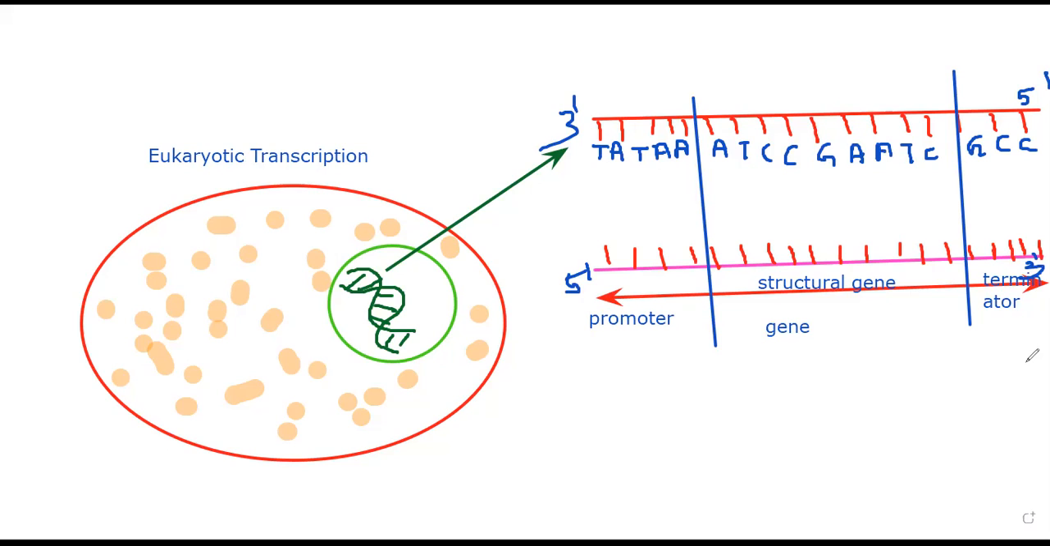Now, if everything is the same, then what is the difference? The cellular difference we understood, right? The nucleus is not there in the case of the prokaryotic cell. Now in the eukaryotic cell, the transcription happens within the nucleus. That is understandable, right?